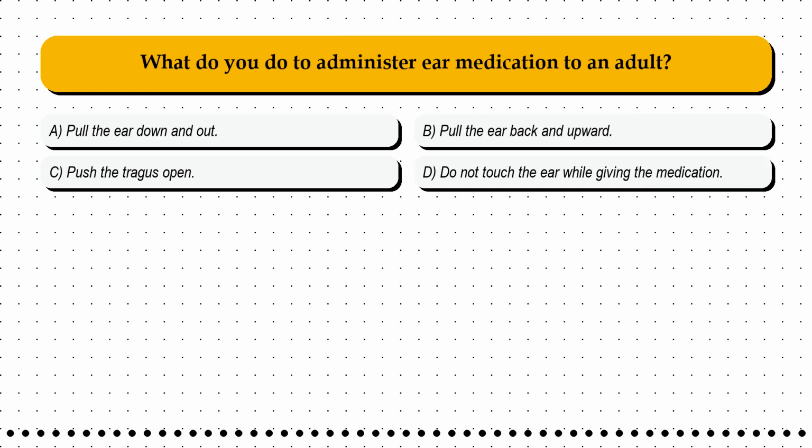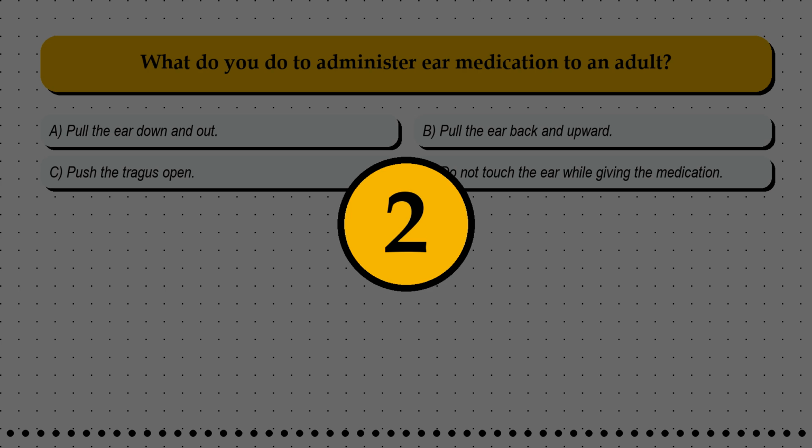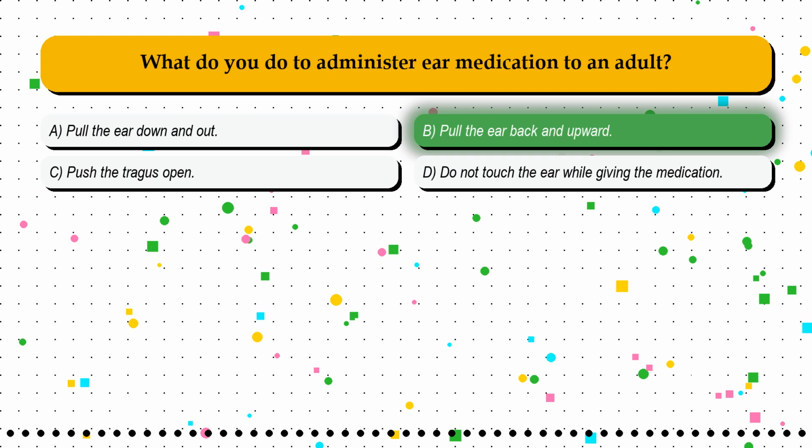Question 186. What do you do to administer ear medication to an adult? Option A, pull the ear down and out. Option B, pull the ear back and upward. Option C, push the tragus open. Option D, do not touch the ear while giving the medication. The correct answer is option B, pull the ear back and upward.